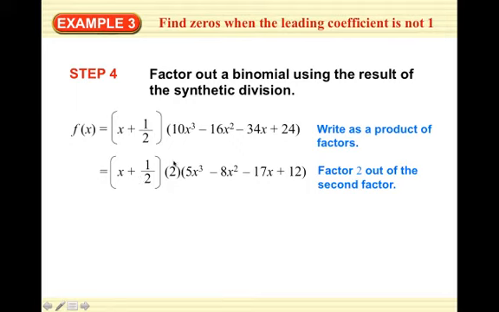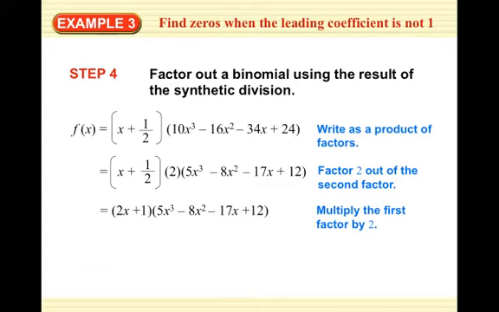Now we're going to take this 2 and distribute it to the first factor. If we multiply 2 times x, that gives us 2x. 1/2 times 2 gives us 1. And then we've got 5x cubed minus 8x squared minus 17x plus 12. The good thing is this gets us smaller values here. So that's nice.